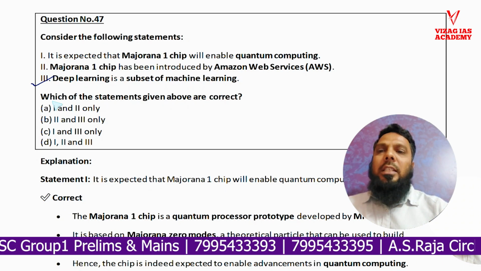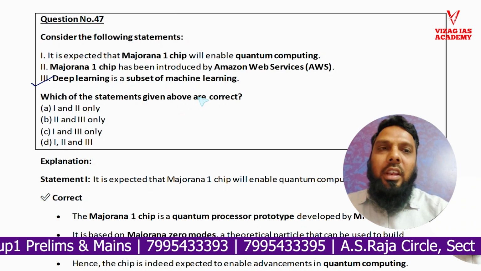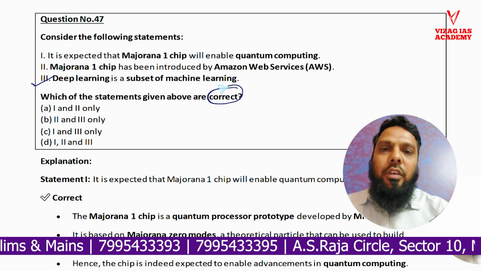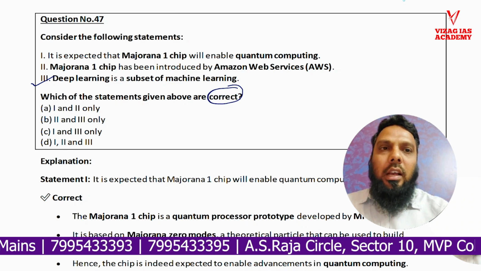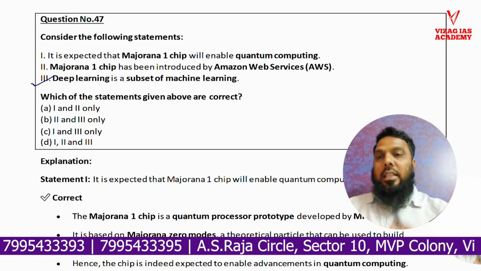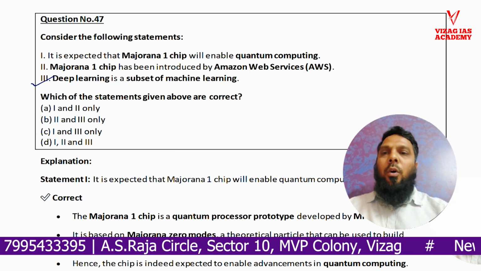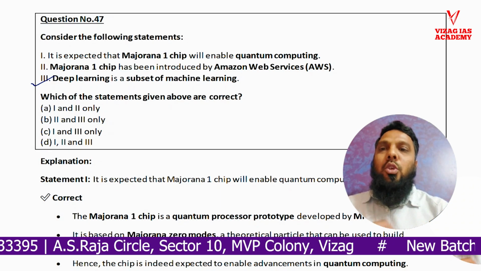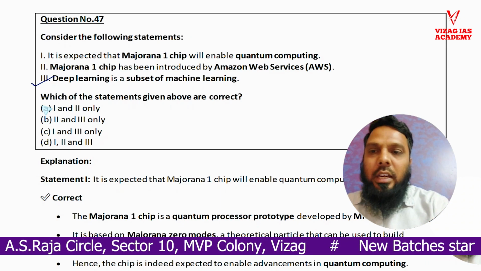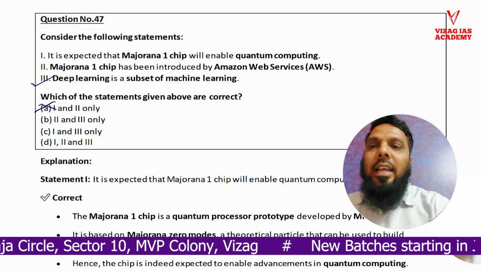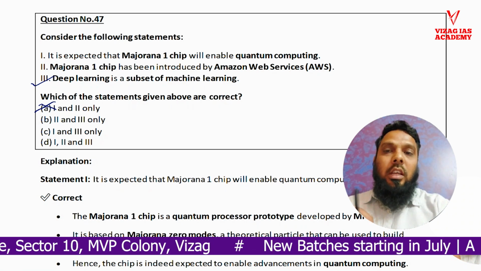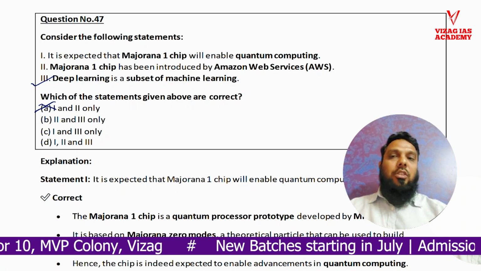Let's see what is being asked. Which of the statements given above are correct? So now we have to find the correct statements. What we have seen is statement 3 is definitely correct. Now all those options which do not have statement 3 can be eliminated. So option A we can easily eliminate because statement 3 is not there. This thing we have definitely discussed in our classrooms.